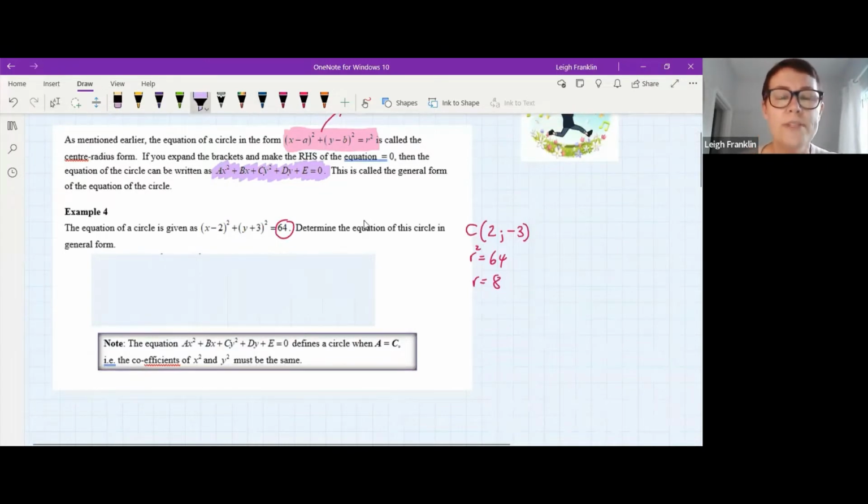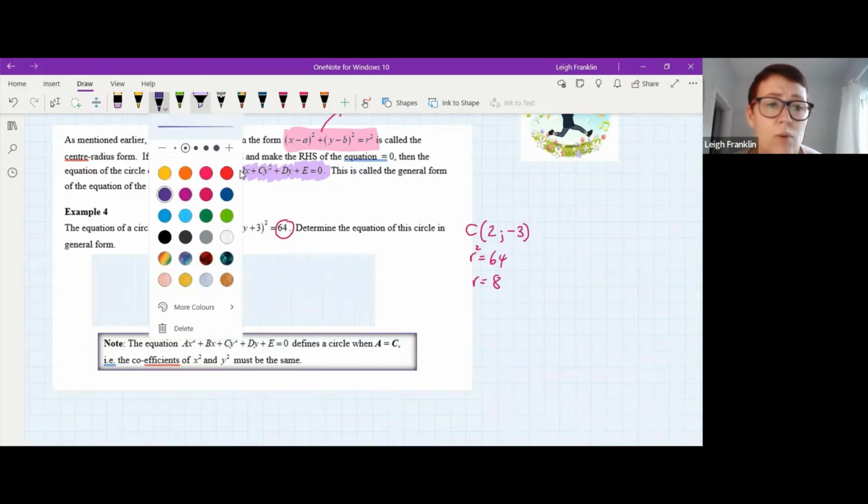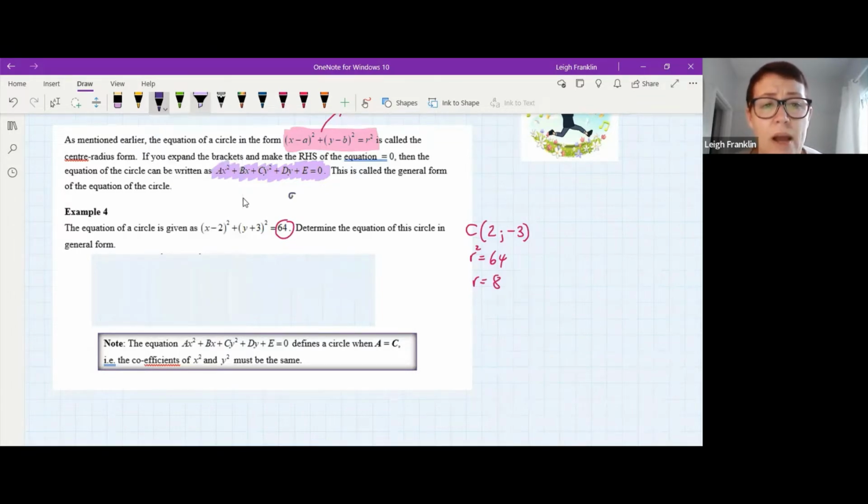Going from center radius form to this form highlighted in purple, general form, is very easy because all you're doing is multiplying out, like what we do in grade 8 or grade 9. I'll show you that very quickly, and then we'll talk about the more important of the two, which is going back the other way.